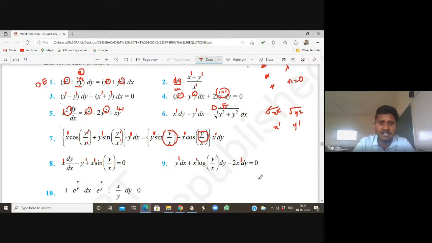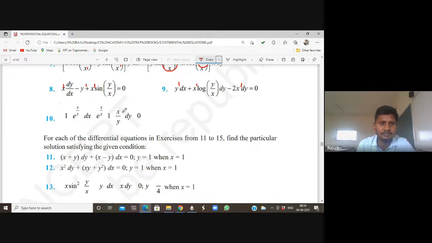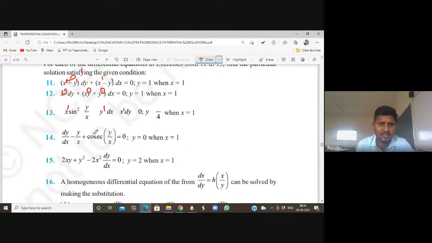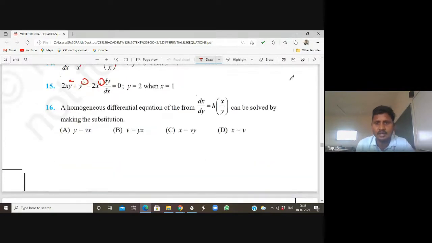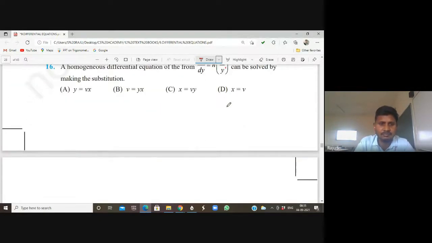Yeah, differential equation. Here, 1, 1, 1, 1, 1, 1. No problem. It is a differential equation. 1, 1, 1, 1. Differential equation. 2, 2, 2. Differential equation. 1, 1, 1. Differential equation. This is also 1, 1, 1, 1, differential equation. 2, 2, 2, differential equation. Here 1, 1, differential equation.